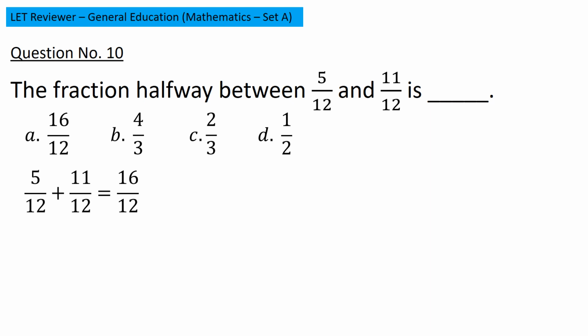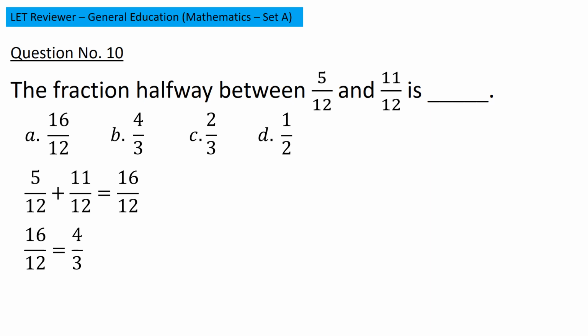So all you have to do is to add both 5 and 11, the numerator, so you will get 16, and then use the same denominator. So you have now 16 over 12. So after that, we will multiply that with 1 half, or we divide it by 2. So ang ginawa ko dito ay multiply 16 over 12 yung ating sum by 1 half.